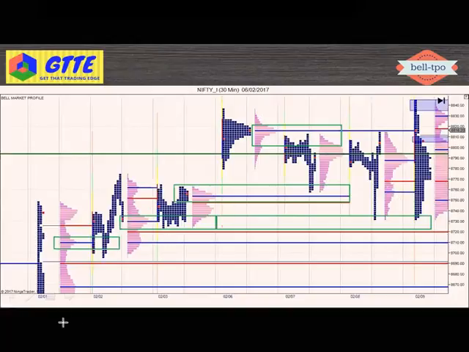Just have to make some settings, that's all. Select some options, very easy. And that high volume and low volume node will immediately start displaying. So red lines are low volume nodes, blue lines are high volume nodes. Now how I use it is more important.